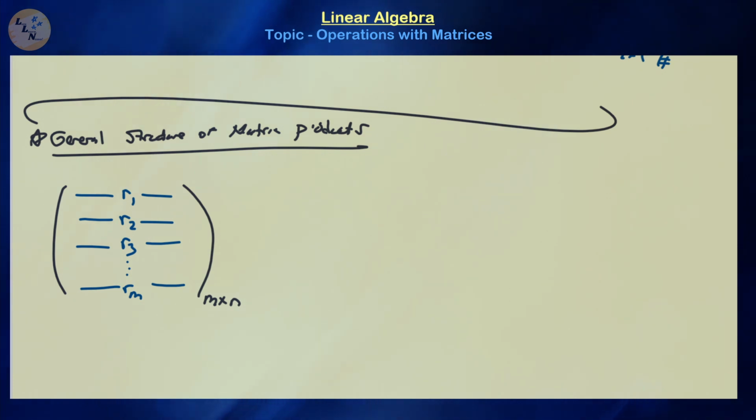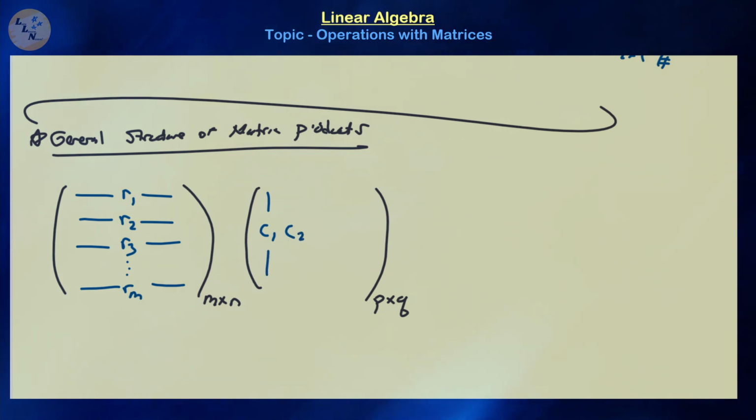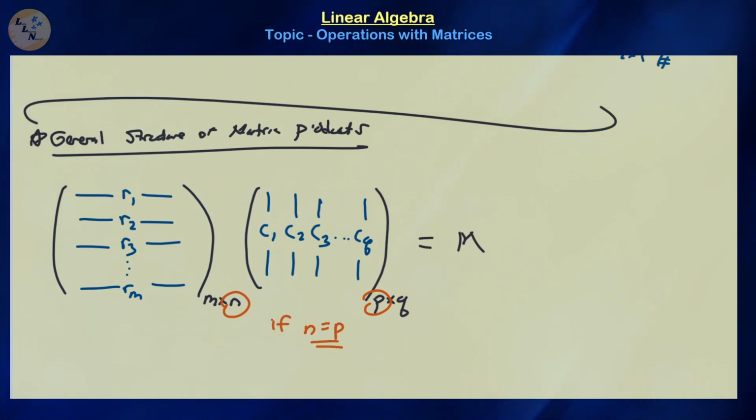And then we're going to be multiplying this by another matrix, a p by q matrix, which is going to have a bunch of columns in it. So it's going to be C1, C2, C3, down to how many columns does this matrix have? Well, by definition, that's going to be Cq. So this is going to result in a new matrix. Let's call this M. And what are the dimensions of this particular matrix M? Well, keep in mind this is only defined if n is equal to p, and the resulting matrix is going to be an m by q matrix.